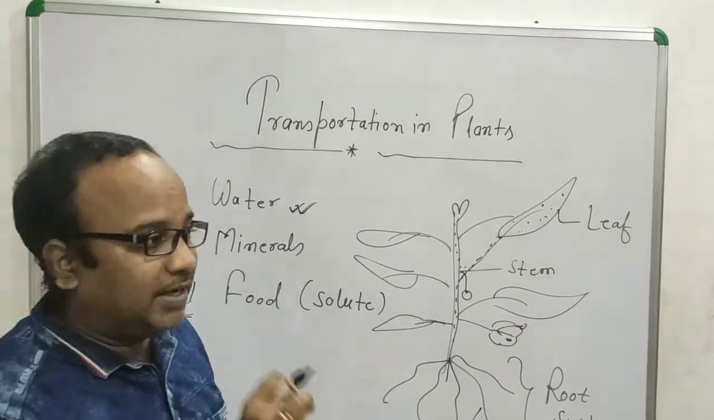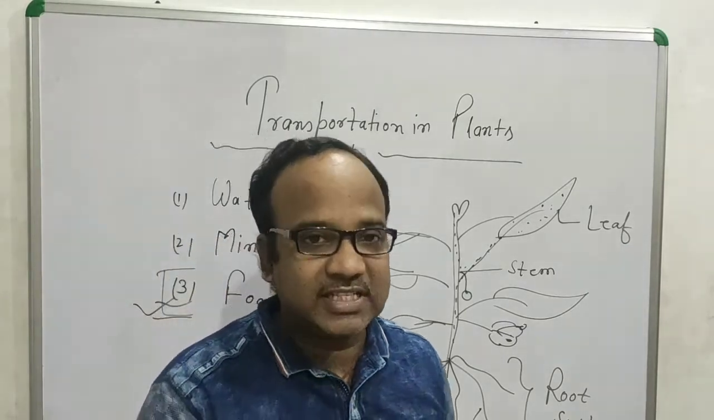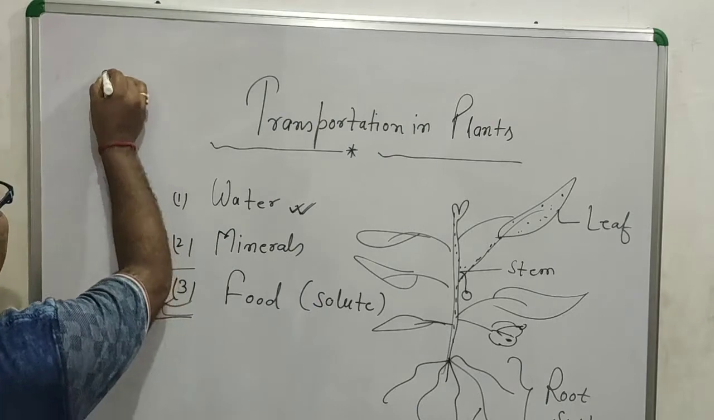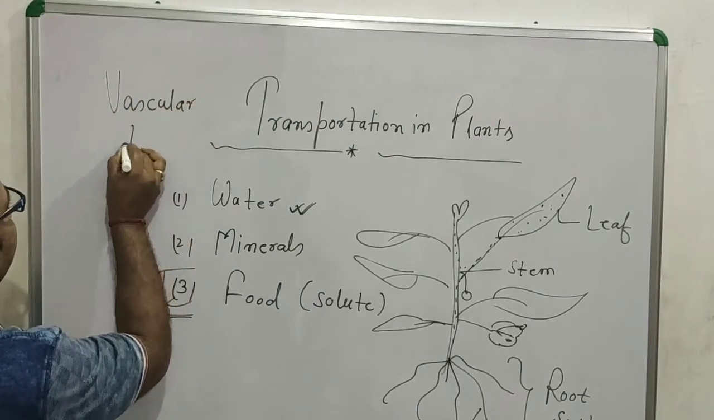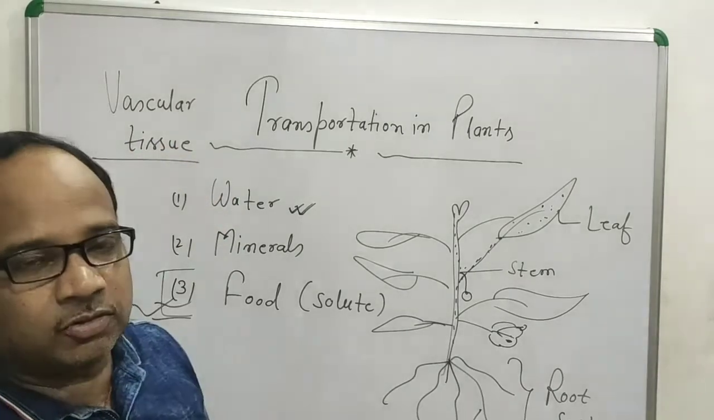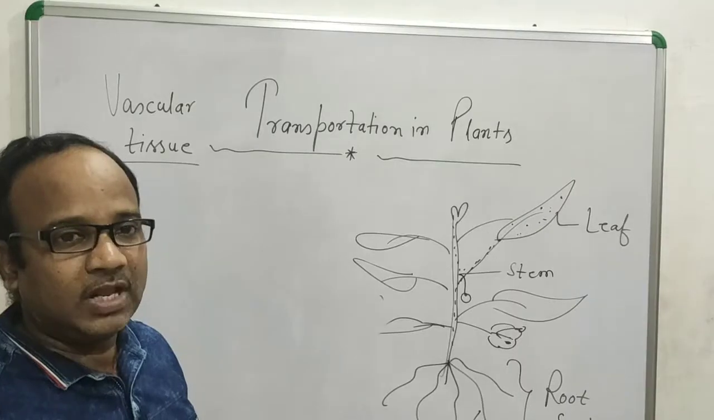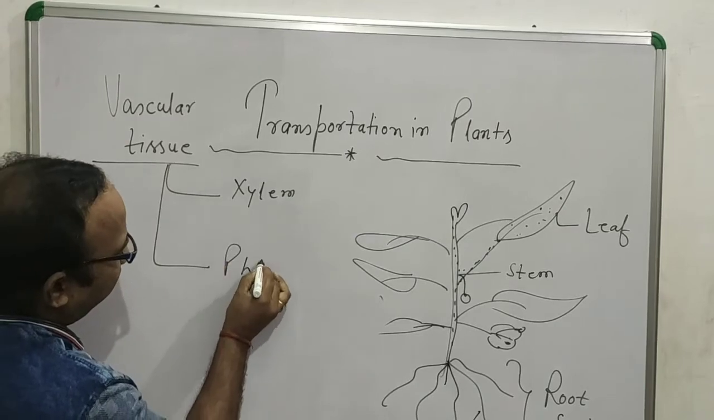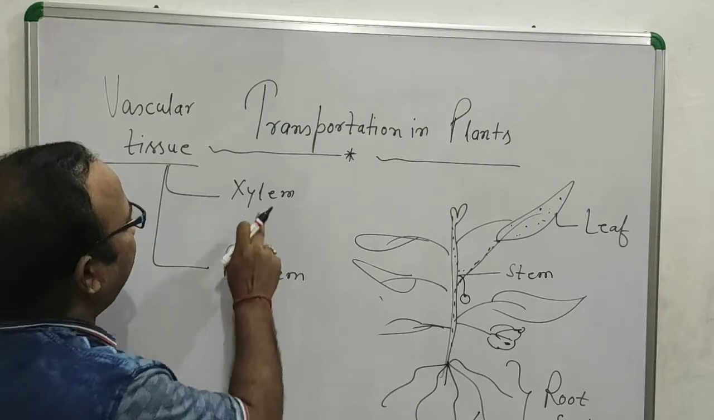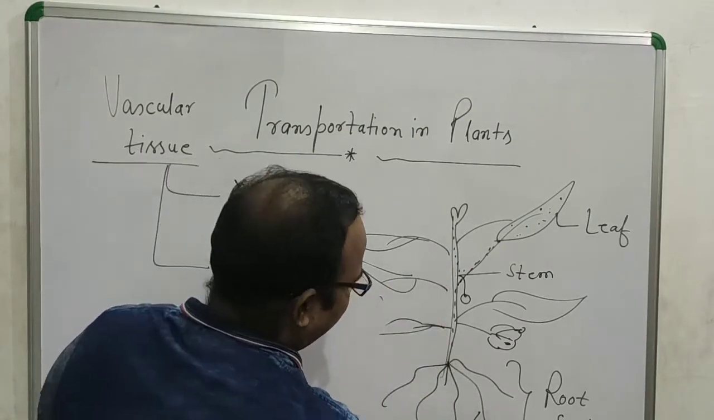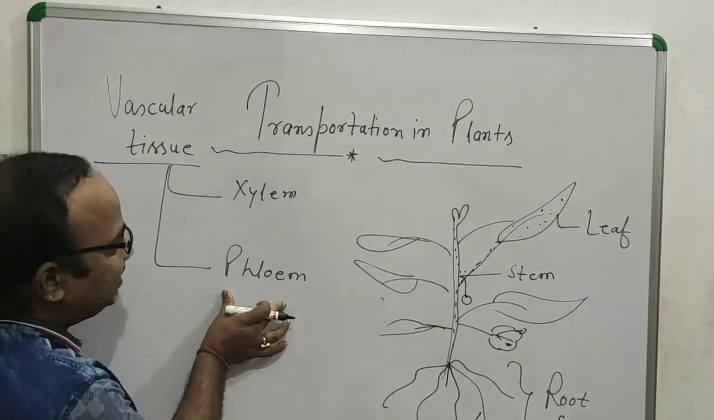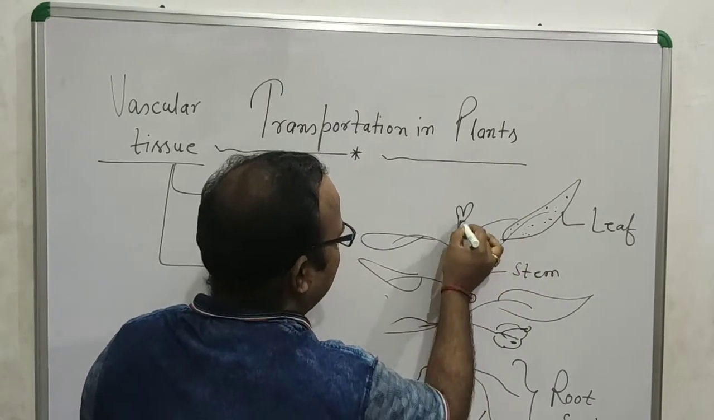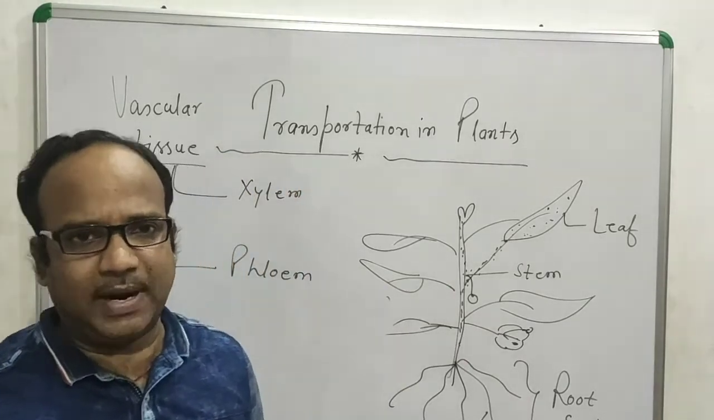Now the next thing is, which particular cells carry out this process? That means which cells are responsible for the transport of all these? They are called vascular tissues. What are vascular tissues? I'm just going to describe. Vascular tissues are xylem and phloem. Xylem is mainly meant for the transport of water and minerals from the root to the different parts of the plant. And phloem is responsible for the transport of these solutes, these foods, from the leaves upward as well as downward, to the different parts of the plant.